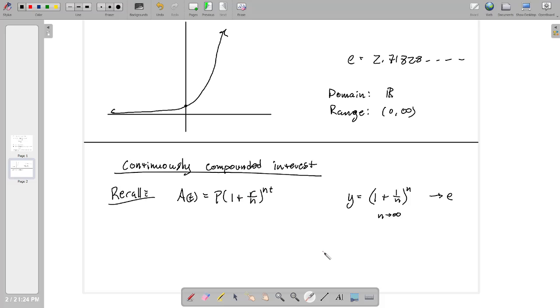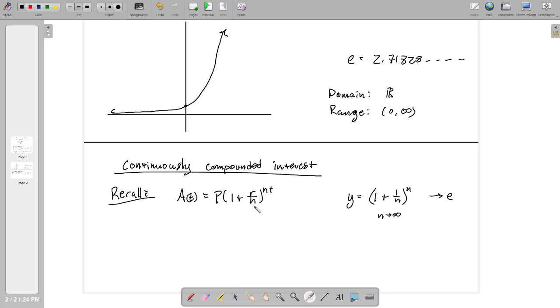But you have to remember what n represents in our formula A of t, in our function. Remember, n represents the number of times per year that interest is compounded. So if interest was compounded monthly, then n would be 12. If interest is compounded every 6 months, n would be 2. So we have a few numbers for n and what they mean.